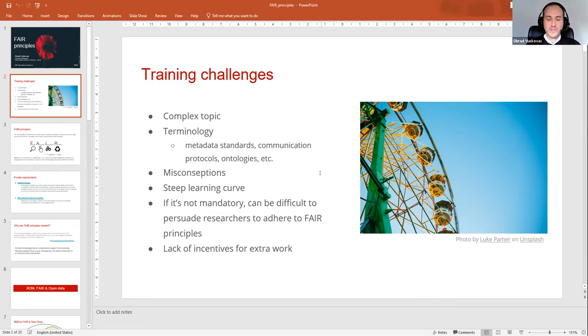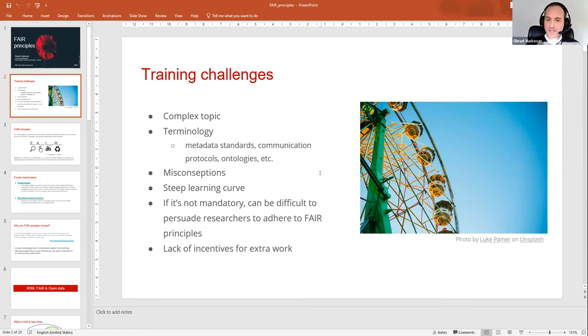The problem is there is also a steep learning curve of FAIR principles. You need to consume a lot of new information for most, and it takes a lot of time, lots of effort to learn. But once you get to that plateau, you will understand more topics better, and you can provide assistance and help to your researchers.